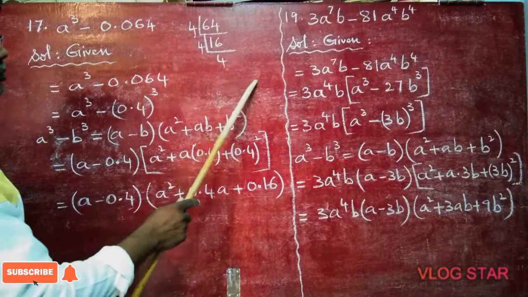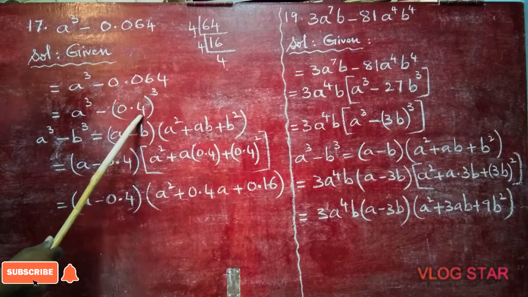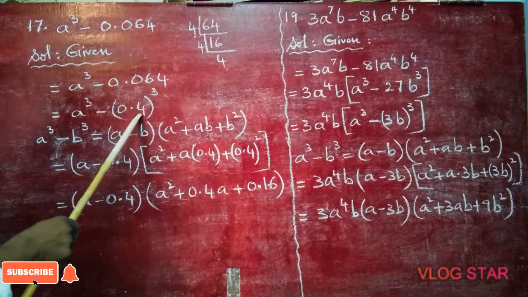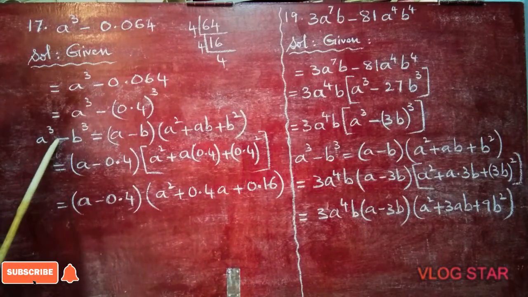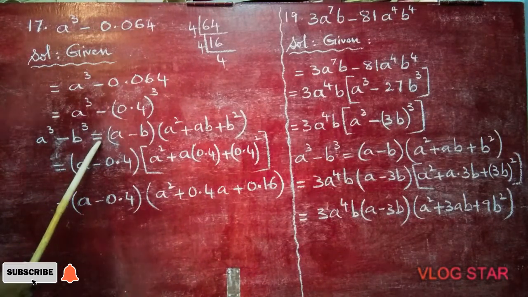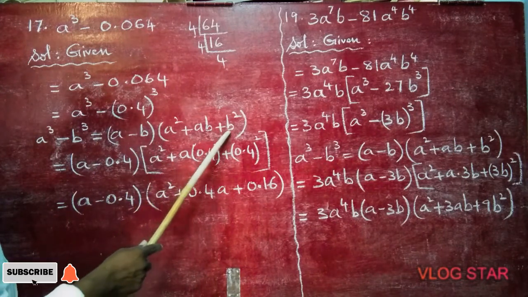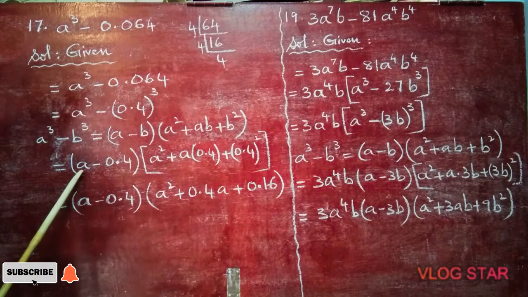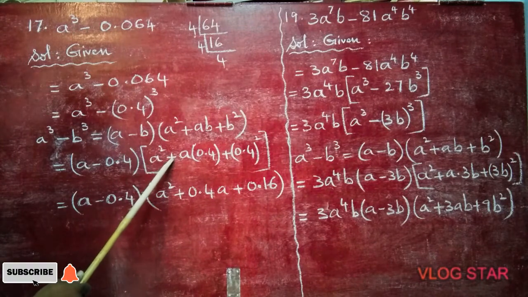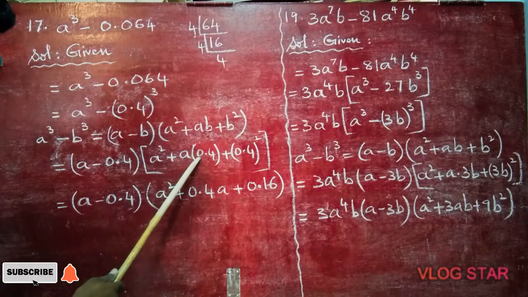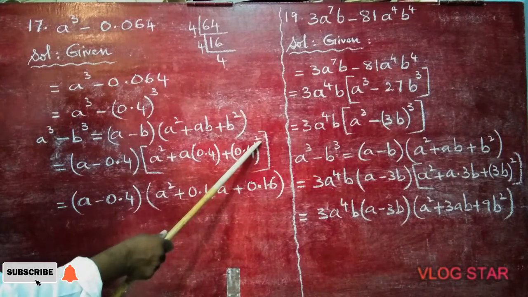0.4 into 0.4 into 0.4 after 3. So don't be afraid seeing decimals. Nothing, easy only. Now it is in the form of a cube minus b cube is equal to a minus b into a square plus ab plus b square. Now a minus 0.4 into a square plus a into 0.4 plus 0.4 whole square.